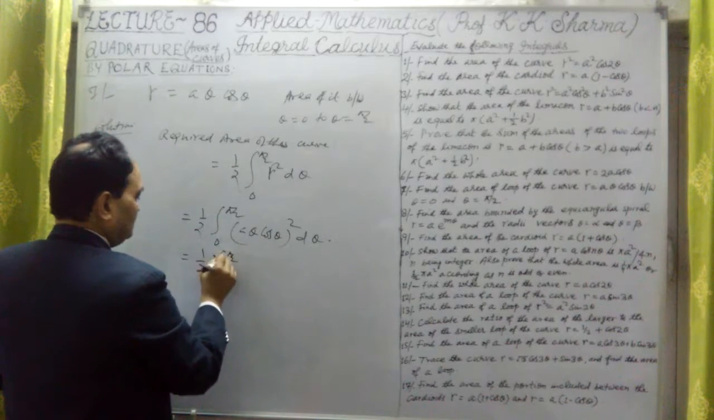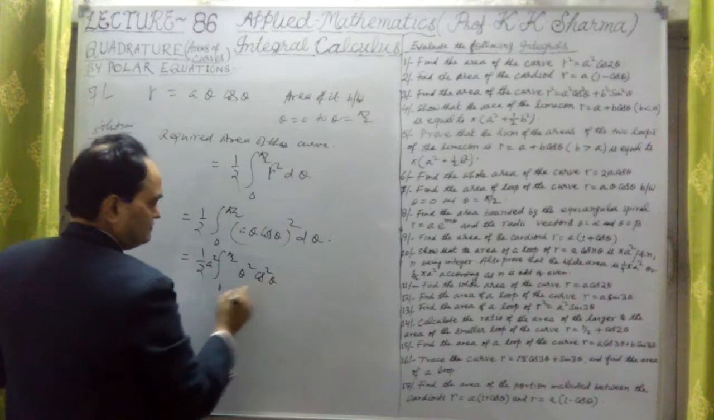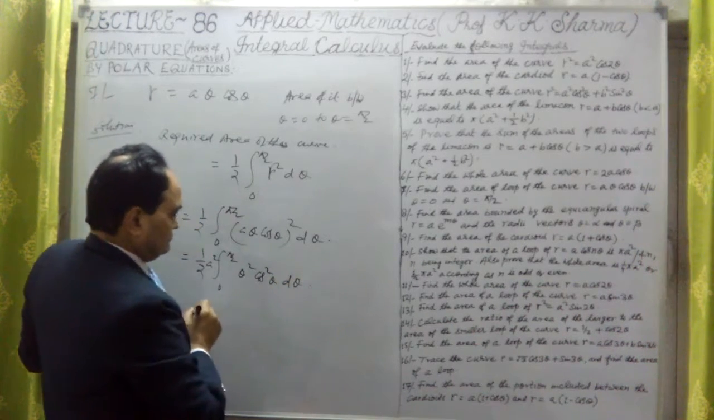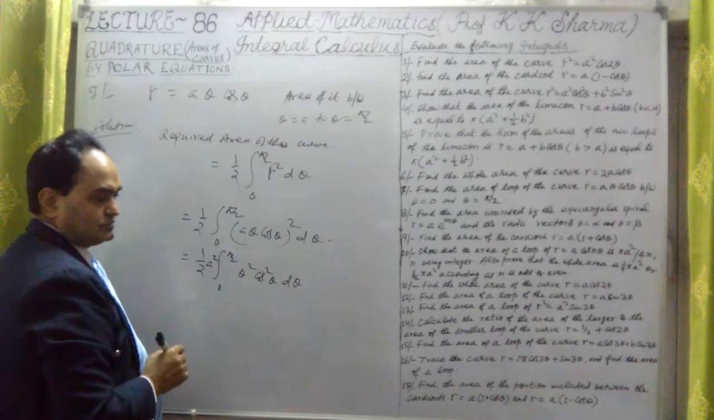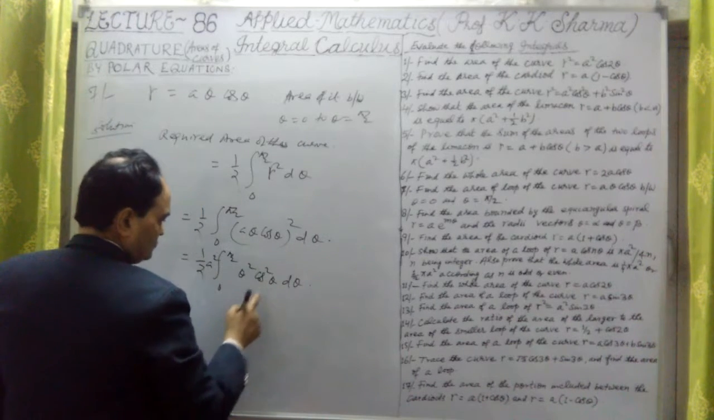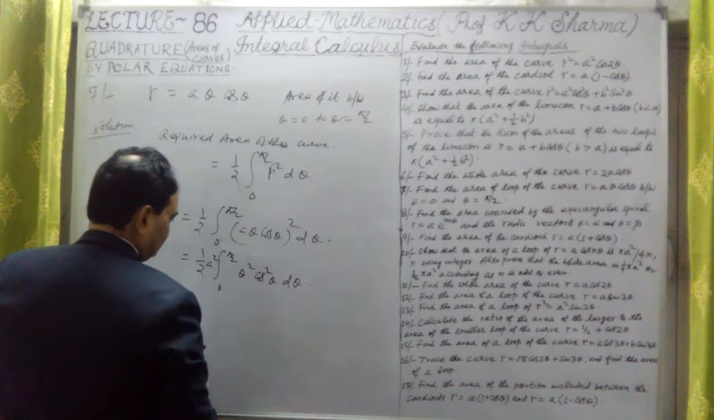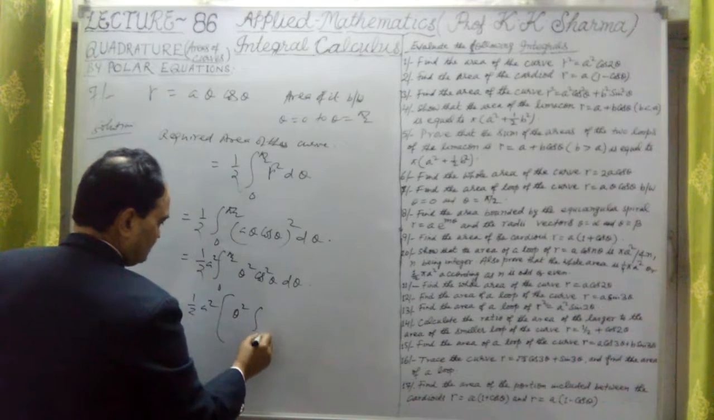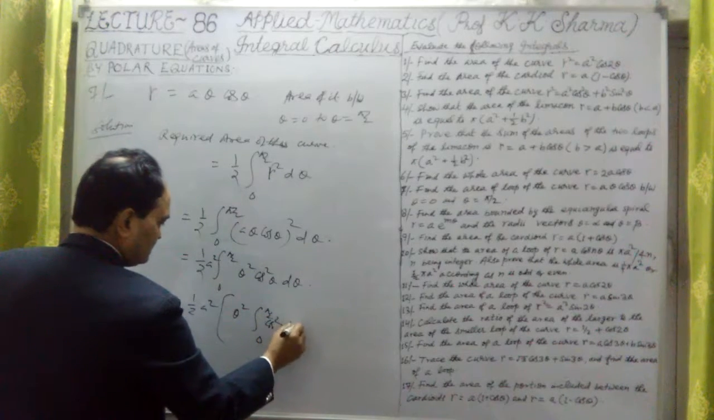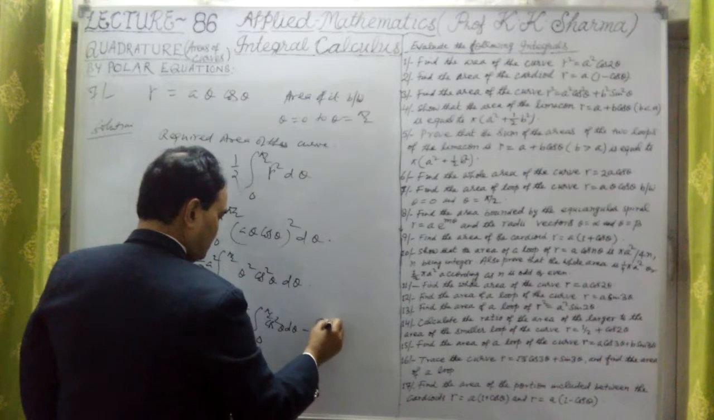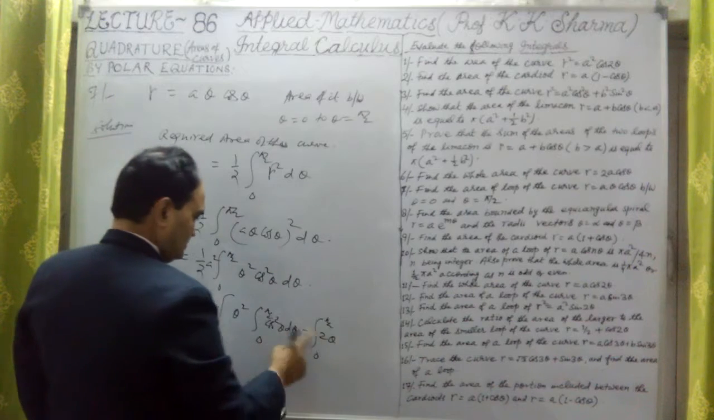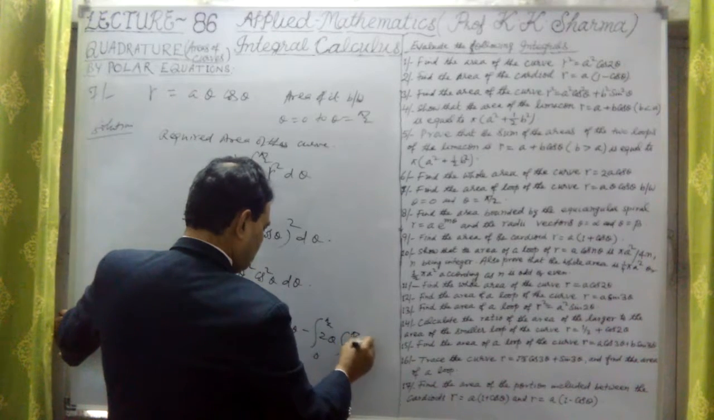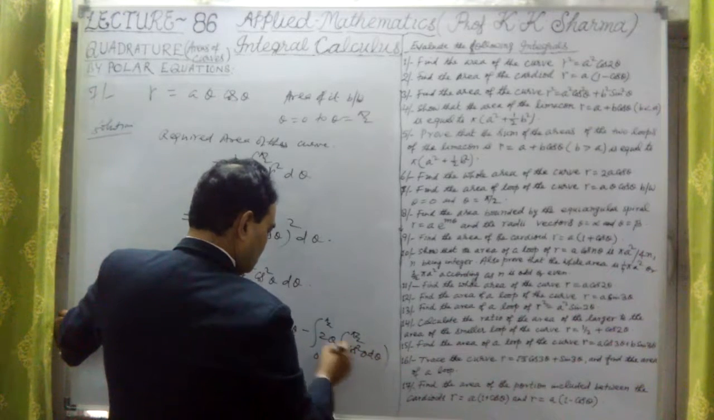So half, integral 0 to pi by 2, a square outside, theta square into cos square theta d theta. Now we can solve it by parts. Cos square theta is for integration and theta square is for differentiation. So half a square outside: theta square as it is, times the integration of cos square theta d theta, minus the integral from 0 to pi by 2 of the differentiation of theta square, which is 2 theta, times the integration of cos square theta, d theta. Simple.